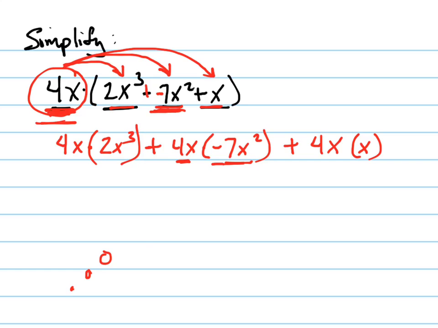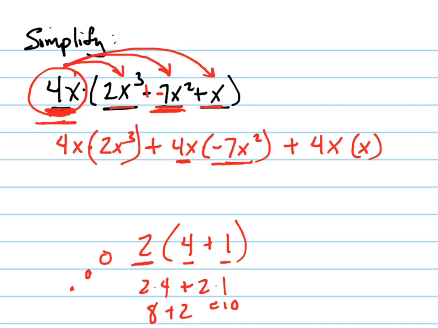I like to always think back to real numbers. If I had 2 times 4 plus 1, what's the 2 being multiplied by? It's being multiplied by 4 and by 1. So if I distribute it, 2 times 4 plus 2 times 1, I'm going to get 8 plus 2, which is 10. The other way I could have done this is I could have first added the 4 and the 1 together and gotten 5, which means I would have 2 times 5, which equals 10.